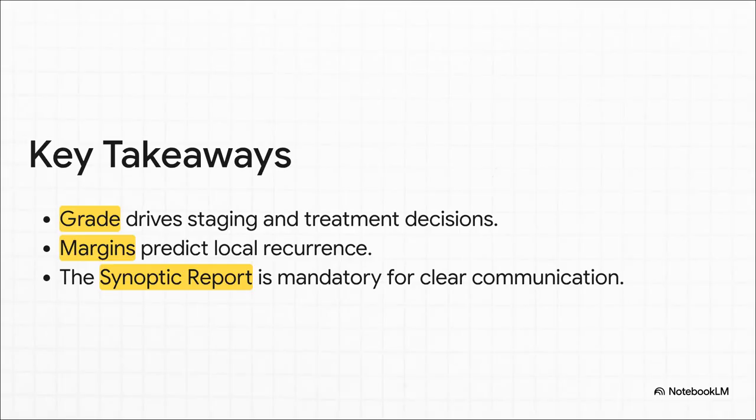So, if you only remember 3 things from all this, let it be these. First, grade is king. It drives both staging and treatment. Second, margins predict the future. They tell us the risk of the tumor coming back in the same spot. And third, all this info has to go into the synoptic report. That checklist format isn't optional. It's the mandatory way we make sure every critical finding is communicated clearly and consistently.